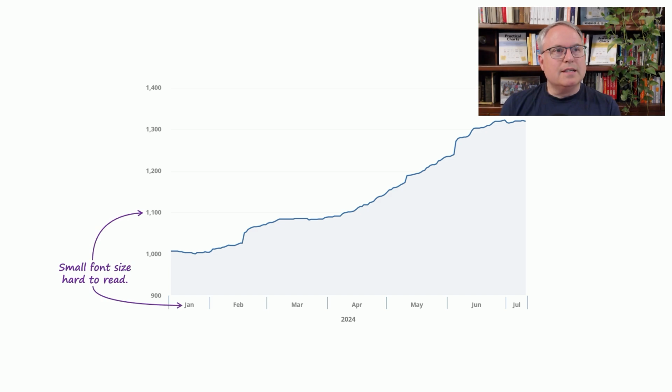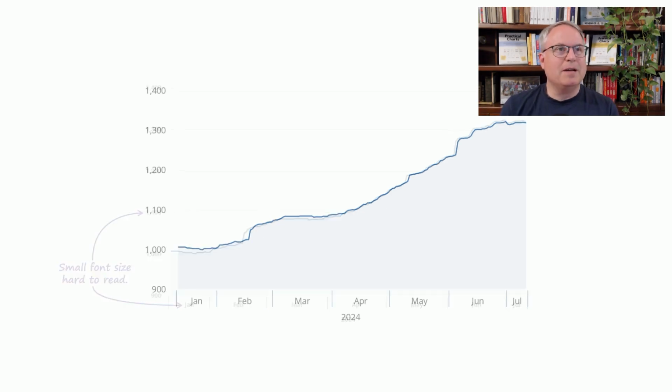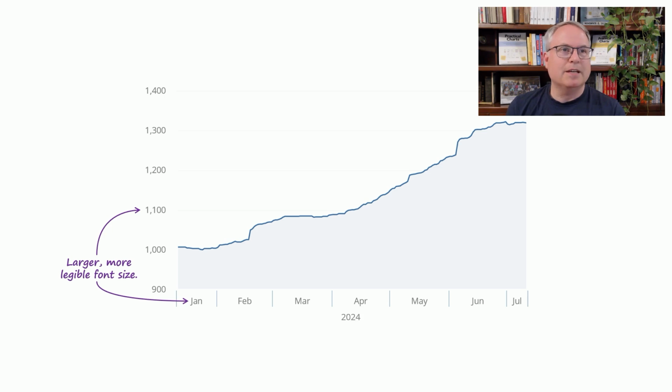The font size is a little bit hard to read, so I might just bump that up a little bit just to make it more legible. Or for people who have mild visual impairments, right? This is kind of a big deal. You don't want to make fonts that are too small in your charts.